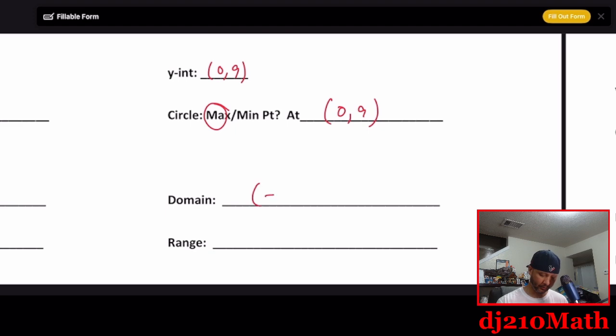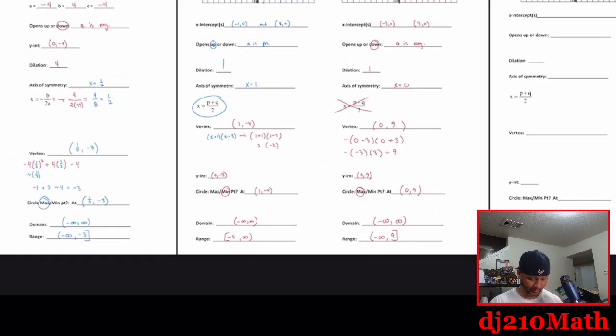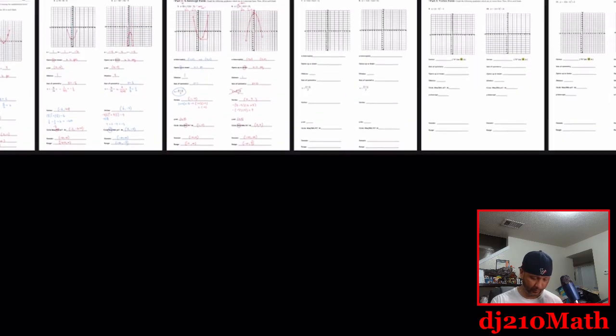Domain. That never changes. And the range, since it opens down, it's going to start at negative infinity and go towards the y value of the vertex with the bracket. There it is. Is that it? No, we got quite a bit.